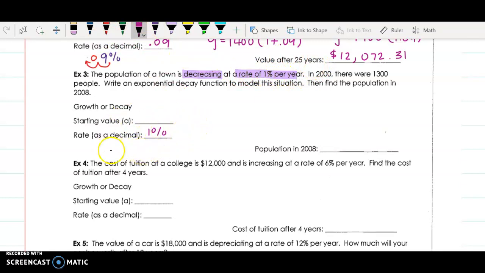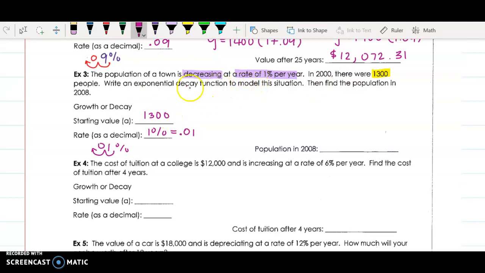So we want to convert that to a decimal, 1%. Think about these little zeros on your percent symbol as being the two decimal places that you're going to move to convert it to a decimal. So that's 0.01. And the starting value in 2000 is 1,300. So keep in mind that 2000 is year 0 for this situation. So 1,300 is our initial value.